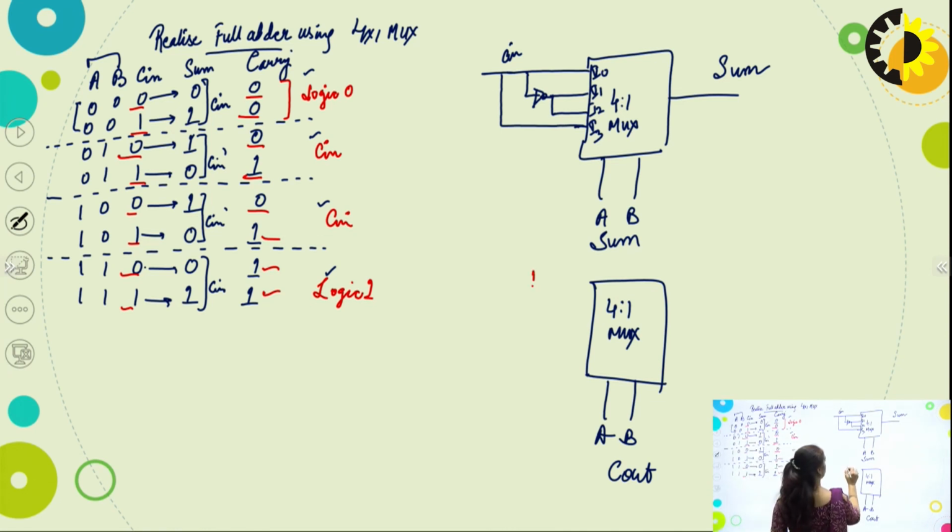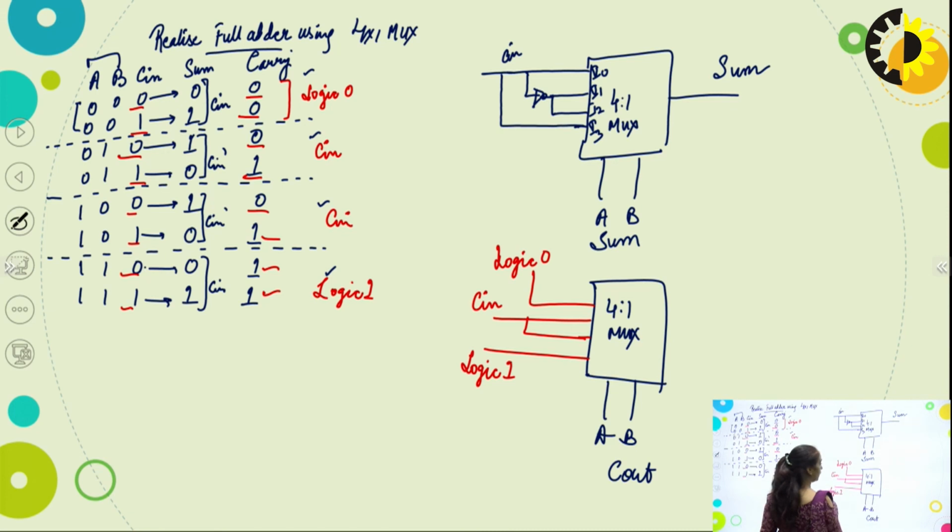So here I am going to connect logic 0. Next we have C in. Again I have C in. And last I have logic 1. So here I am going to have the C out.